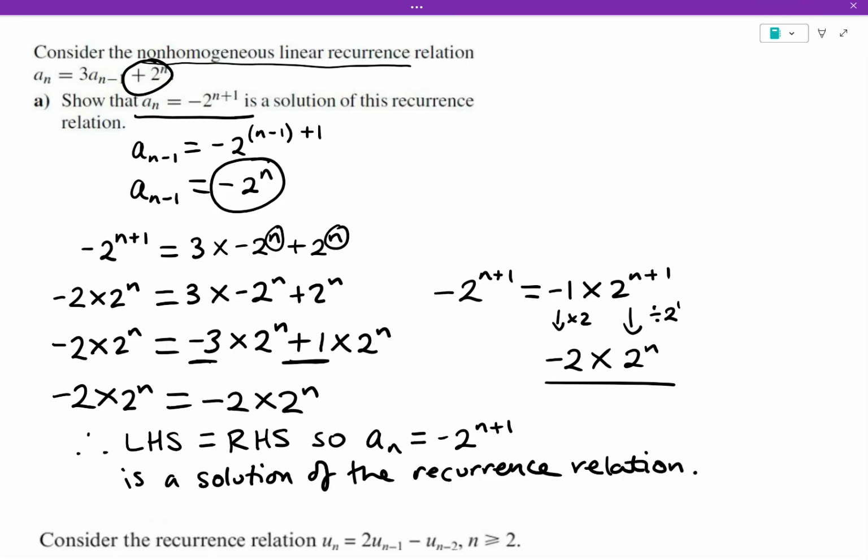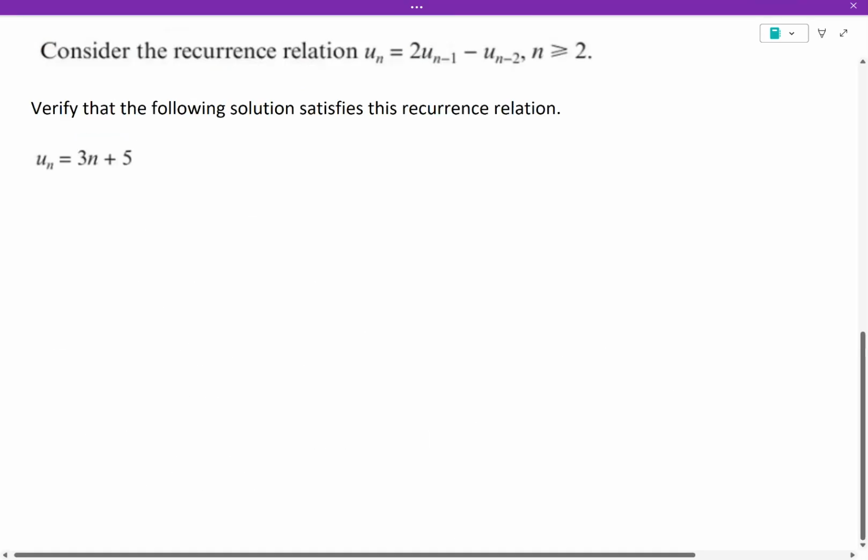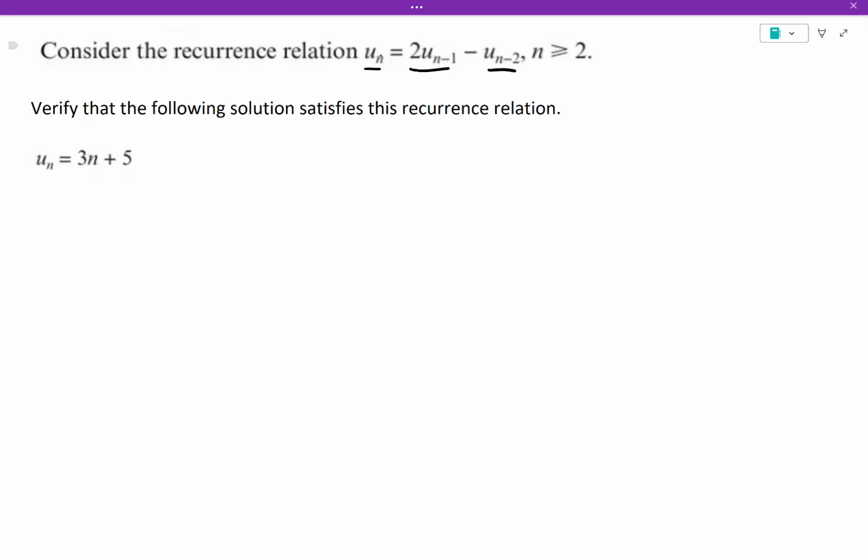So let's have a look at another question. Okay, so let's have a look at our question here. So we've got another recurrence relation, and this time there are 3 subscript terms, and the difference between the largest subscript n and the smallest one, n subtract 2, is 2. So therefore, this is a second order recurrence relation. However, it is a homogeneous one because there's nothing being added or subtracted on to our subscript terms. Now we need to verify that the following solution satisfies this recurrence relation. So we're going to substitute it in and check the left-hand side is equal to the right-hand side.